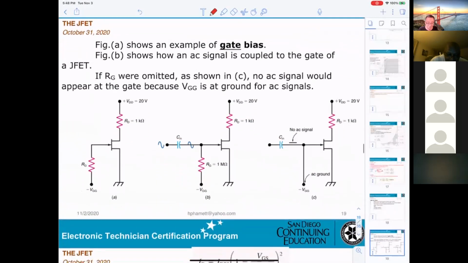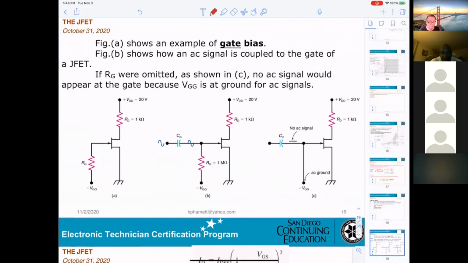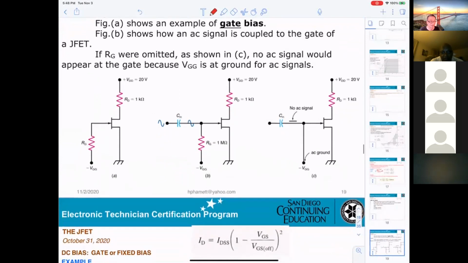Okay, now figures A, B, and C are for the fixed bias. When you're looking at the JFET, you have to recognize whether it is a fixed bias, self bias, or voltage divider bias. Right now we're talking about fixed bias.